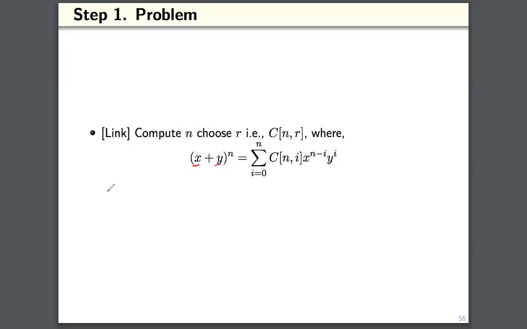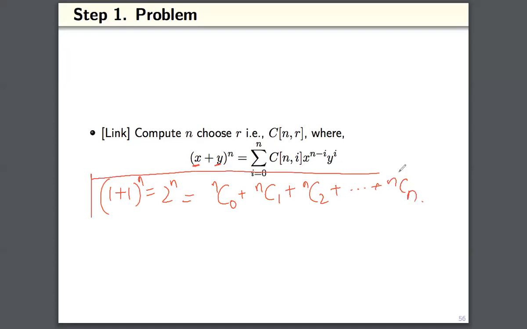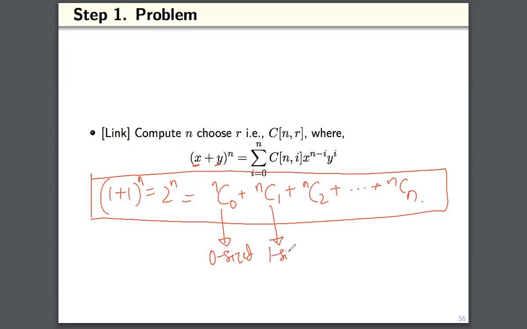Let's set x and y equal to 1. (1 plus 1) to the power n is equal to 2 power n, which is n choose 0, n choose 1, n choose 2, and so on up till n choose n. That's a beautiful formula, right? So what is this? Zero-sized subsets of n, total number of one-sized subsets, total number of two-sized subsets, and so on up till the total number of n-sized subsets of n elements.